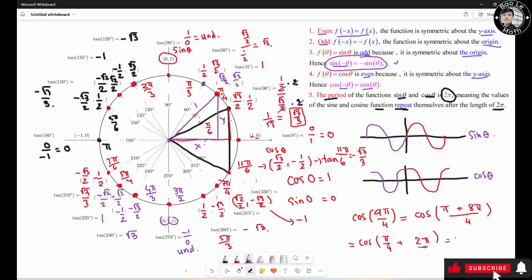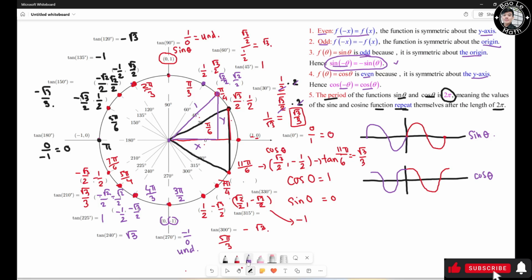So this is the same thing as cosine of pi over 4, right? But cosine of pi over 4 equals root 2 over 2. So cosine of 9 pi over 4 is the same thing as cosine of pi over 4, and it's going to be root 2 over 2, right? Now keep in mind, every single thing right here depends on the first quadrant, right? So if you master how to find the value of the trigonometric function in the first quadrant right here, you're going to master every single thing, right?